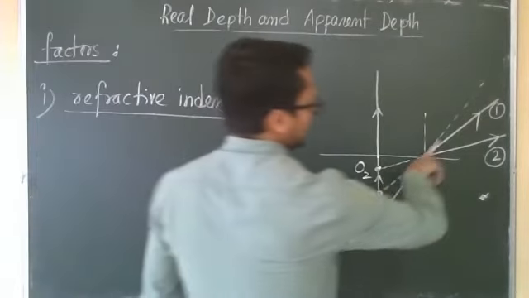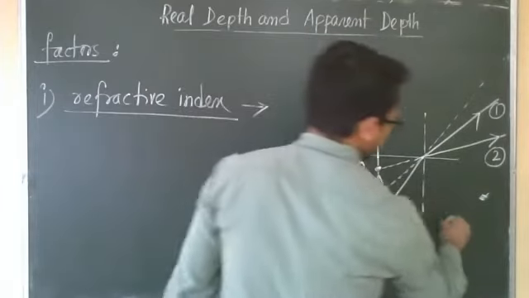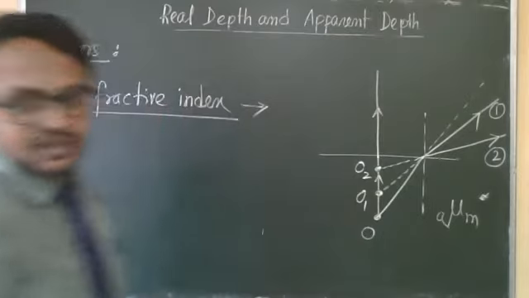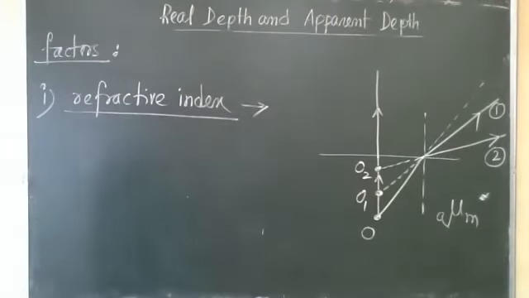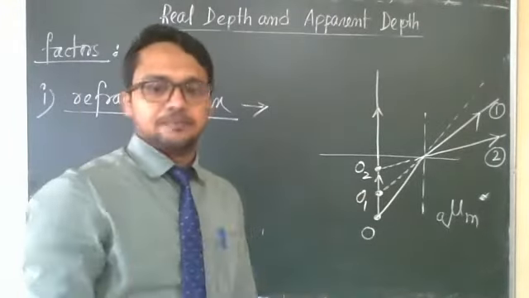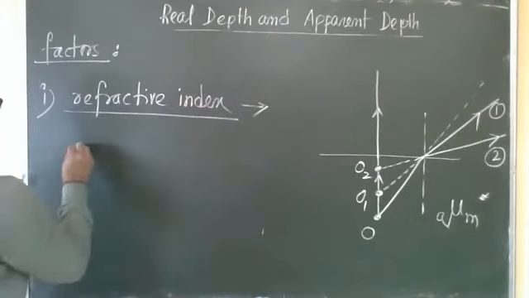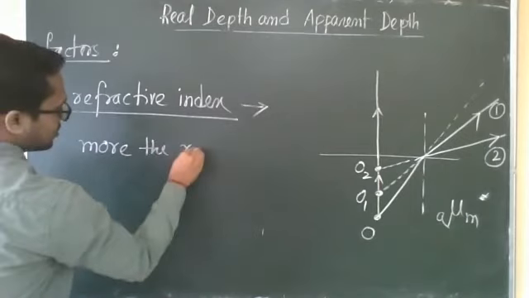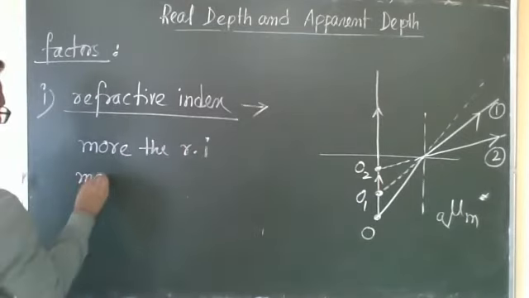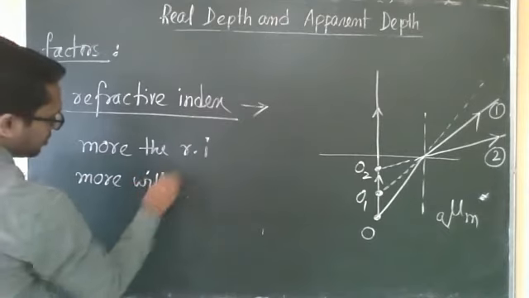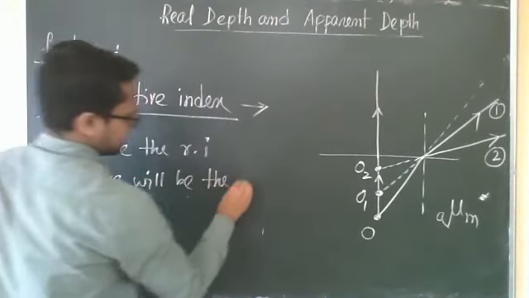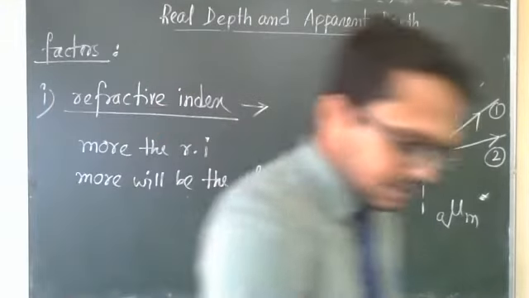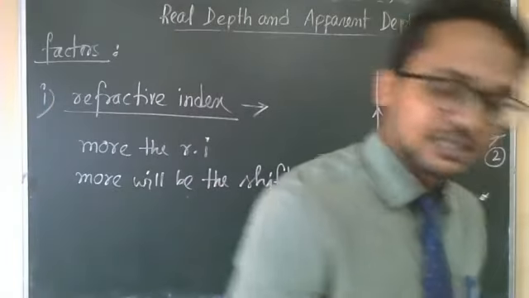The refracted ray will bend more when the refractive index of this medium with respect to air is more, that means more refractive index, more bending, and more shift. Okay, so the point is, more the refractive index, more will be the shift.